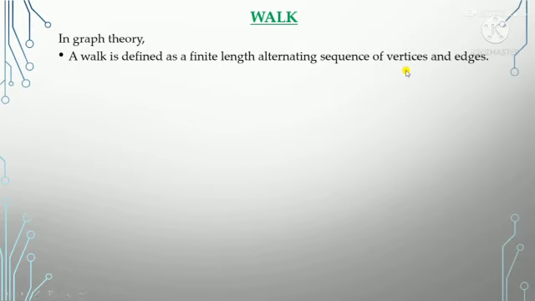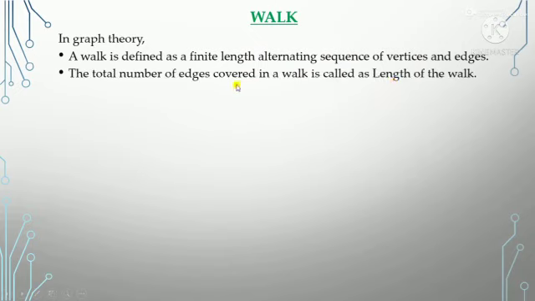We all know what a graph is. A graph is made of vertices and edges. So what is a walk? A walk is a finite length sequence of vertices and edges. And the total number of edges covered in a walk is called the length of the walk. So let's take an example for this.